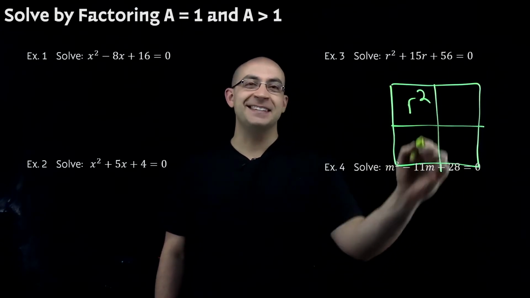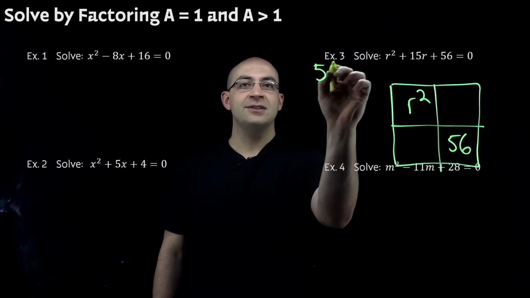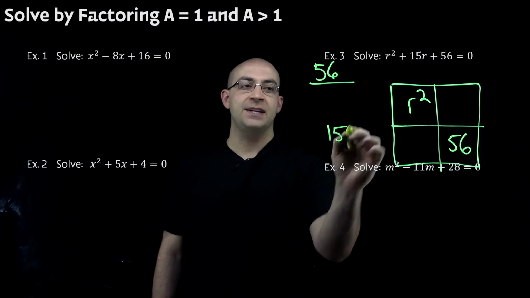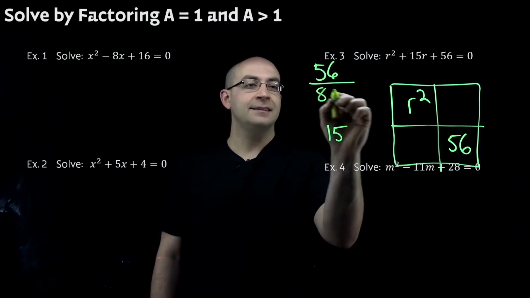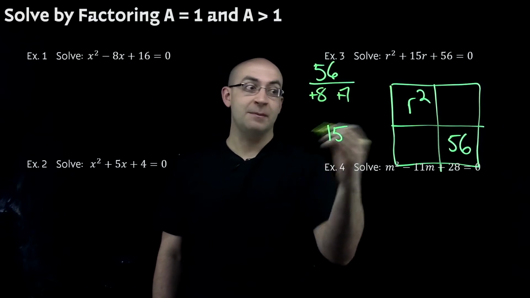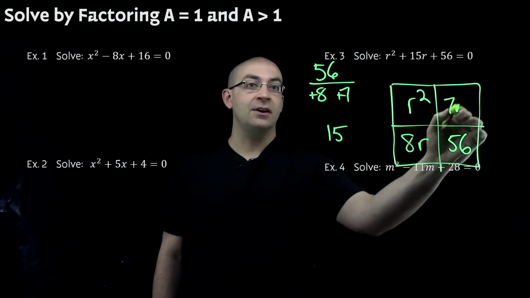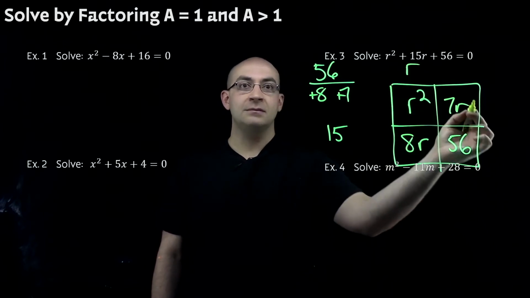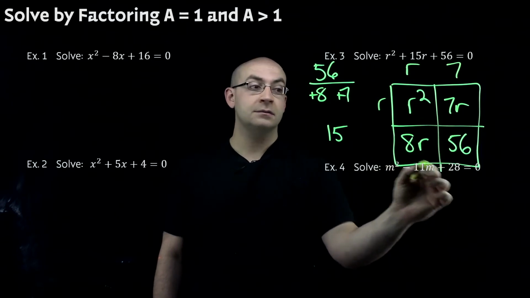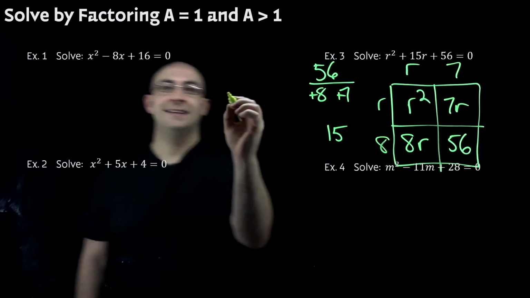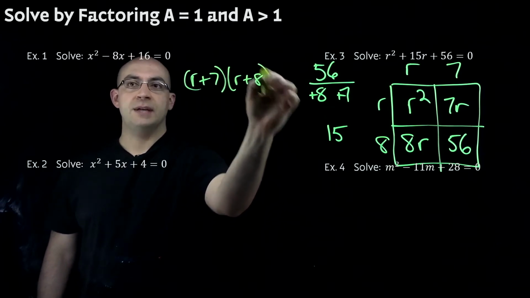R squared goes in the top corner, 56 goes in the bottom right. I'm looking for factors of 56 that I could add to 15. 8 and 7, hopefully, right? And they both have to be plus because I don't have a minus sign anywhere in sight here. So 8R and 7R. R comes out. 7, R, 8. Okay. So I've got R plus 7 and R plus 8.